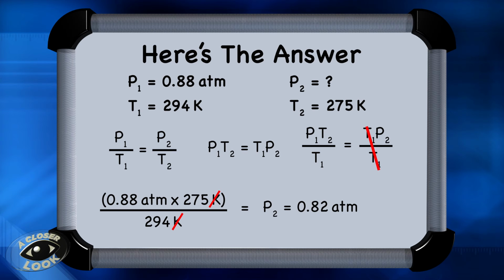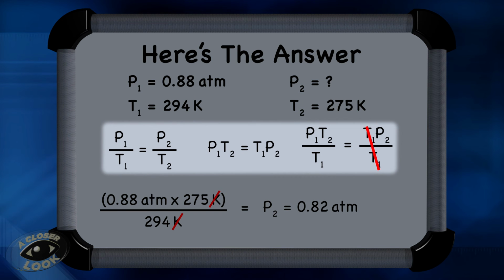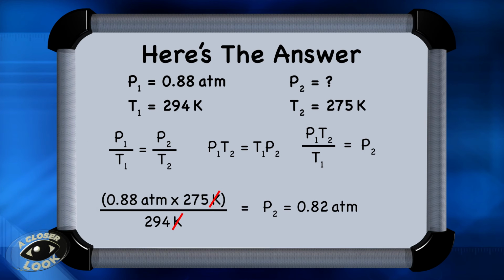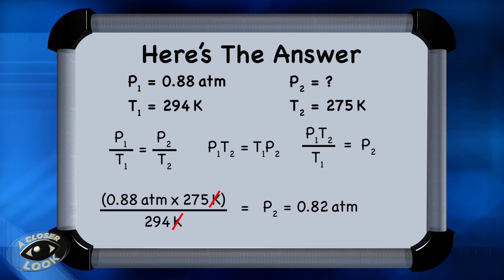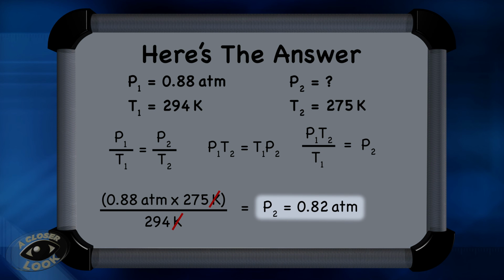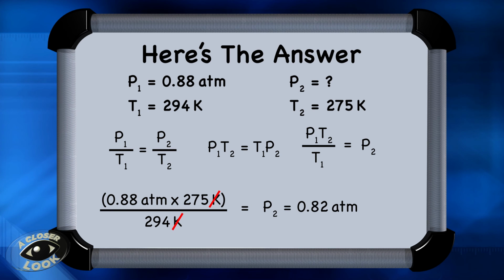The first thing we did was rearrange Gay-Lussac's law so that P2 was isolated by itself. Next, we plugged in the values given to us in the problem for P1, T2, and T1. And then we solved for the final pressure, P2, and found the pressure inside the football was 0.82 atmospheres at halftime. So we have evidence that the football would have a lower pressure due to a lower temperature.